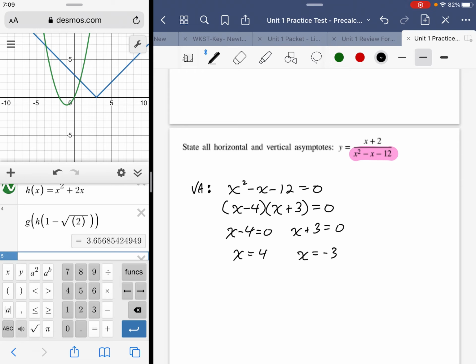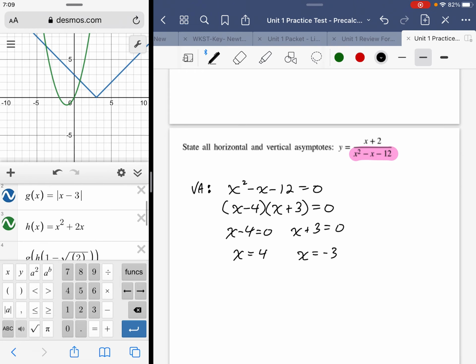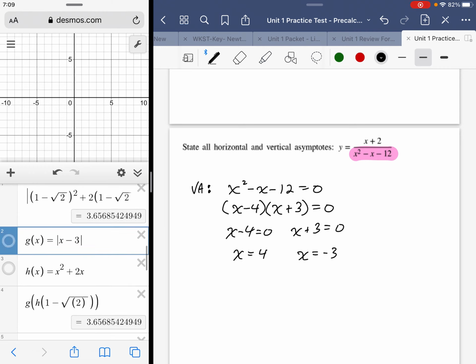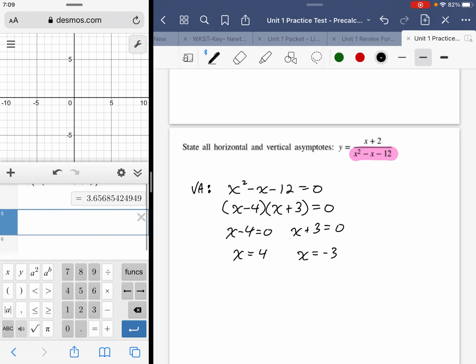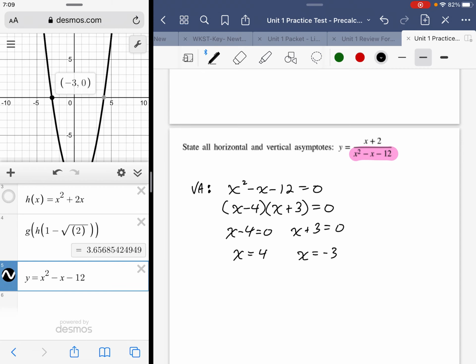If you're a little iffy on your algebra skills, what you could do is graph your denominator, y equals x squared minus x minus 12, and see where the x-intercepts are, -3 and +4, and that'll give you your vertical asymptotes.